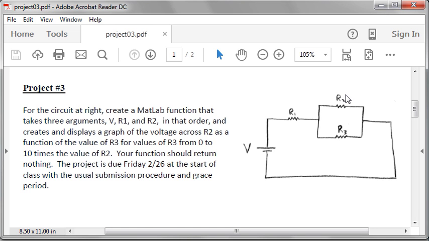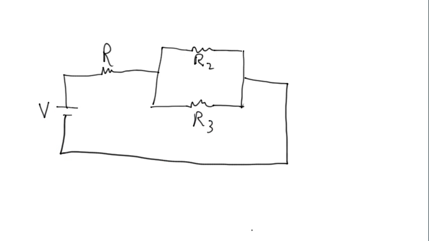This is project 3 video number 1, the pencil and paper part. We're supposed to find the voltage across R2 as a function of the value of R3. I've made a drawing of the circuit. Let's put the currents in there.